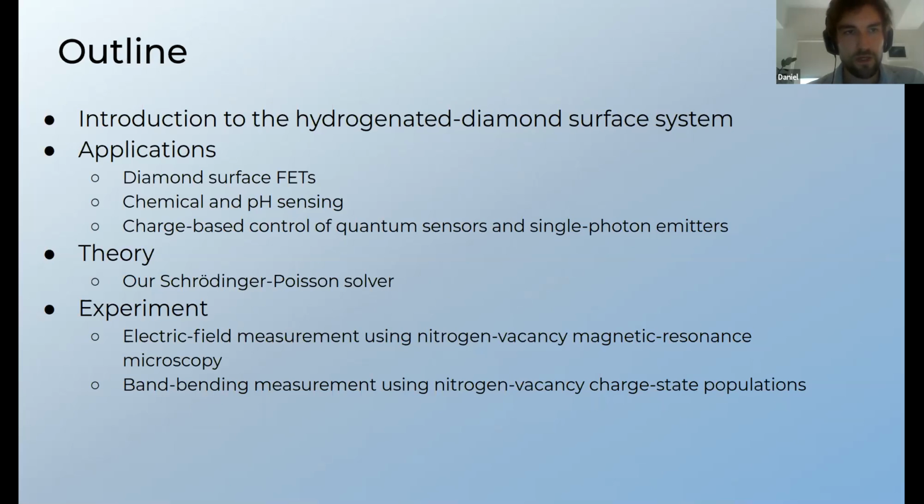So I'll start with looking at applications to field effect transistors, chemical and pH sensing, and charge state control of quantum sensors. After that, I'll talk about the theory, which is just our Schrodinger-Poisson solver that we've been developing to describe the electrostatics of this system. And then I'll go into some experiments to validate that model and provide directions for future work.